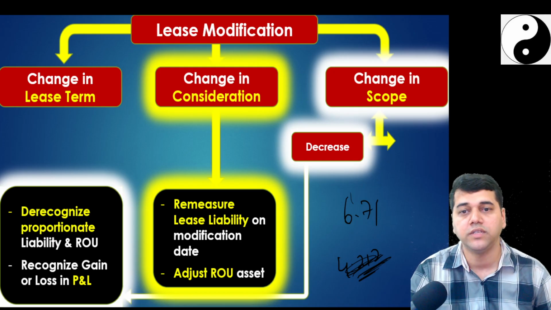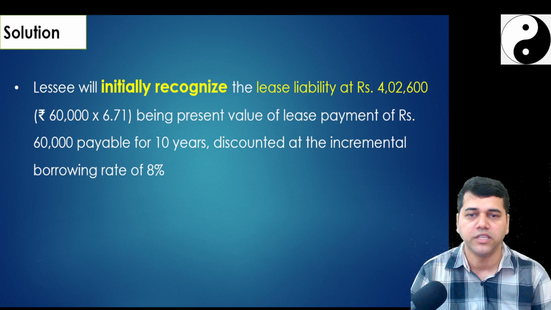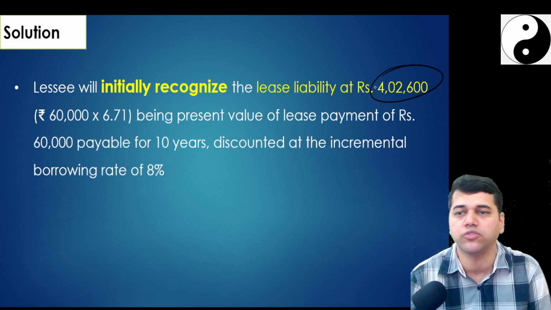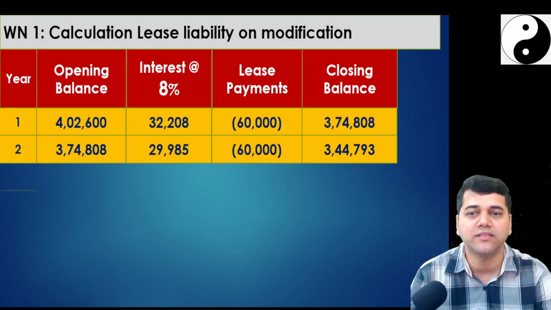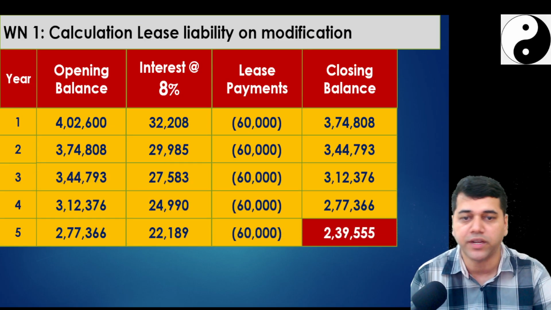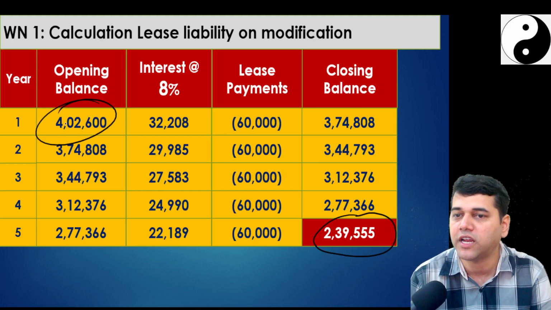Yes, students. So we'll check the answers. Yeah, I think you have done that. Initially, I'm going to recognize 4,02,600. Then we are going to calculate the lease liability on the modification day. Very important. 2,39,555.